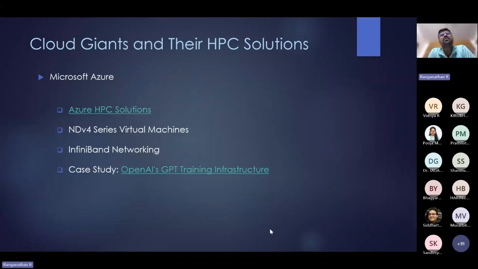So the next one is on Microsoft Azure, right? Microsoft also, all the GPUs that they have are predominantly based on NVIDIA GPUs, but they have their own set of solutions. They call it the Azure high performance solutions, right? So using that, they have a lot of use cases. They have also launched a series of virtual machines, and they call it the NDv4 series.